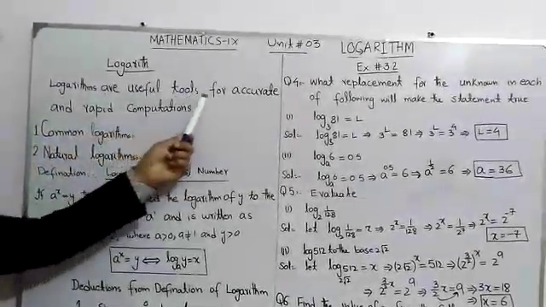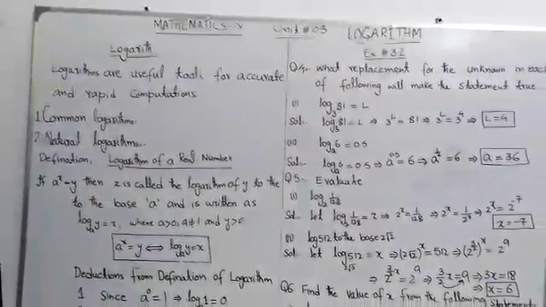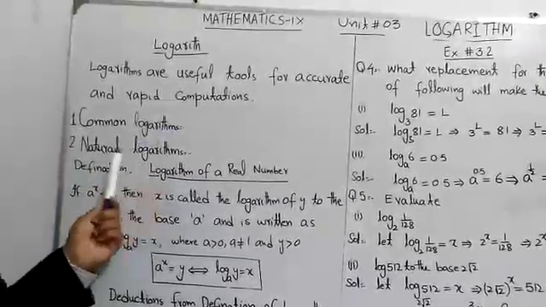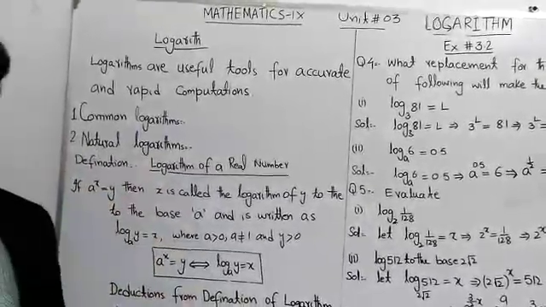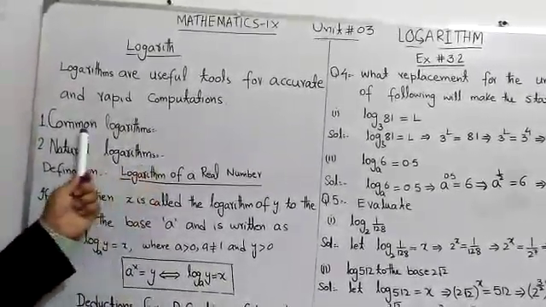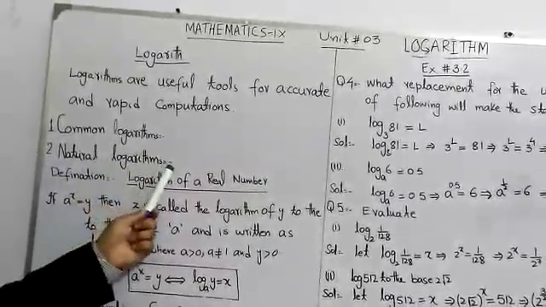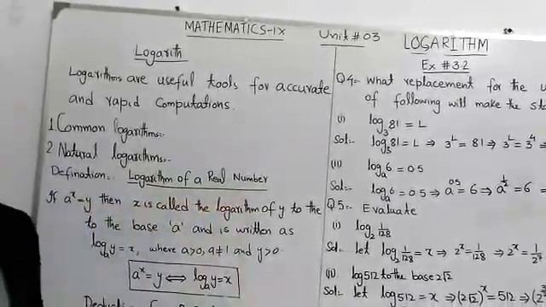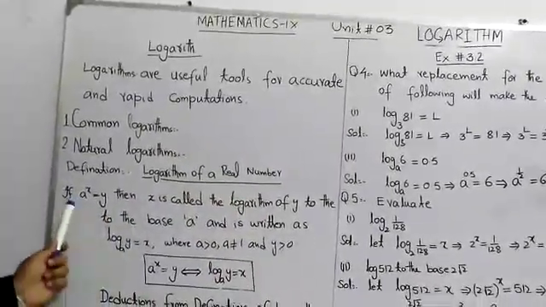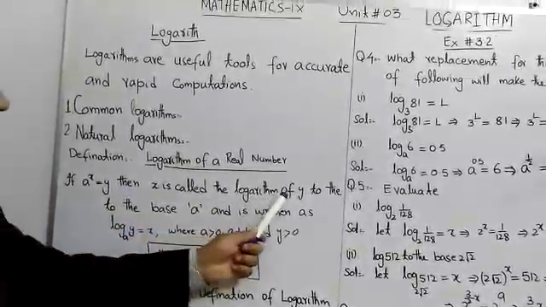Logarithms are useful tools for accurate and rapid computations. There are two types of logarithms: one, common logarithms, and second, natural logarithms. The logarithms with base 10 are known as common logarithms, and the logarithms with base e are known as natural logarithms.